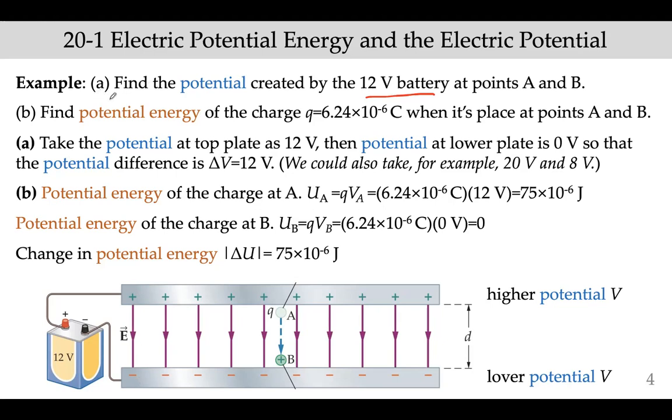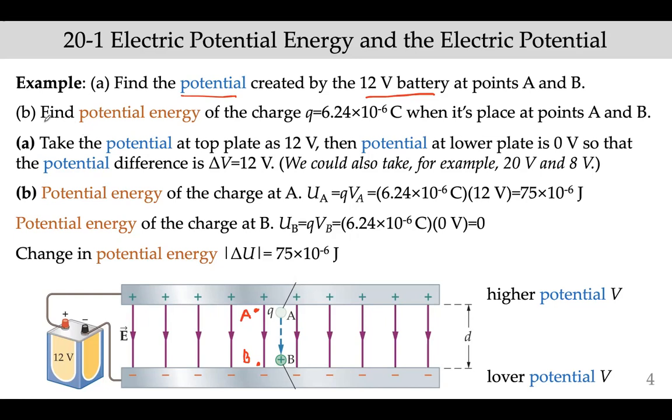Now the first part of the question is to find the potential created by the 12 volts battery at points A and B. So we connect the battery like this, and you will have positive charges here and negative charges here. Now, what is the potential close to or at this top plate? And also, what is the potential at this point? So these are points A and B.